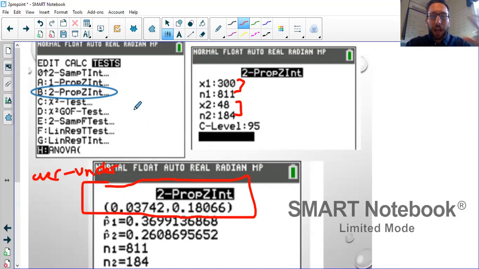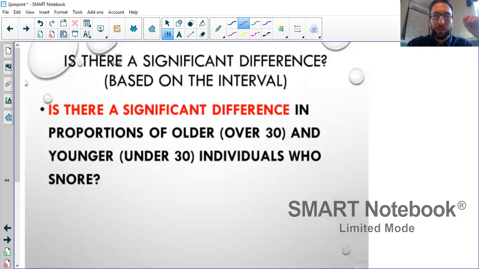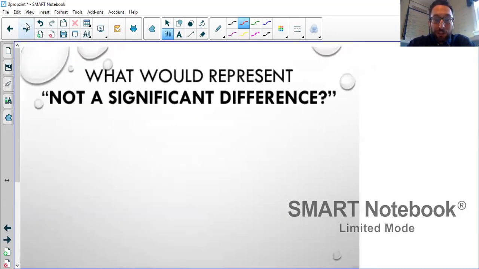So now we want to try to decide, based on this interval, do we think there's a significant difference in the proportions of older and younger individuals who snore? Let's find out. So I think the best place to start is going to be to think about what would represent not a significant difference. So let's hop over to the whiteboard here.